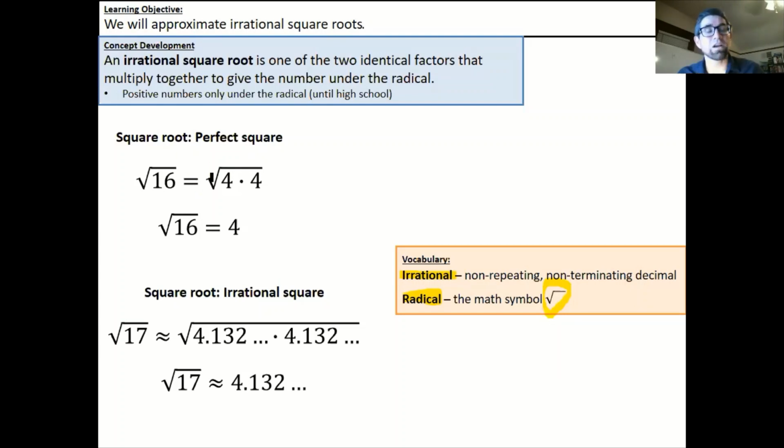So let's see what that's talking about. A square root is one of the two identical factors. Okay, so I want one of 2, and then identical factors. Okay, so what is a factor? A factor is things we're multiplying together.